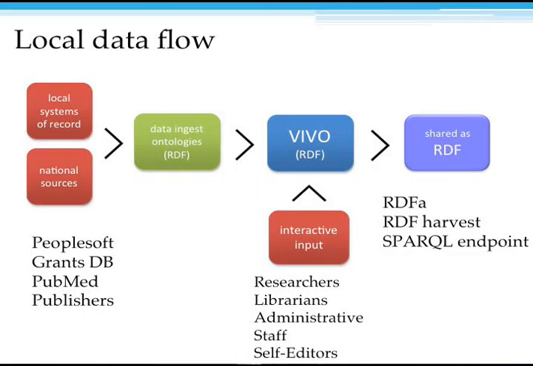So the flow then is into these data ingest ontologies in RDF, which in turn is mapped into the VIVO ontology in RDF, where it can be interactively updated by curators or by individuals. And finally, it's re-exposed as RDF and shared outside using RDFa, which is a format that embeds RDF in web pages. So those display pages I was showing you before would have RDF tags embedded in them, by harvesting RDF from the institution, or potentially by doing these SPARQL queries to a SPARQL endpoint that we would operate at an institution.